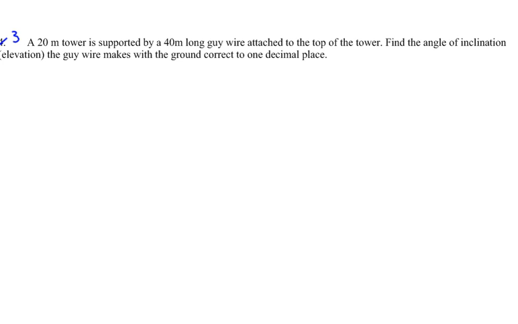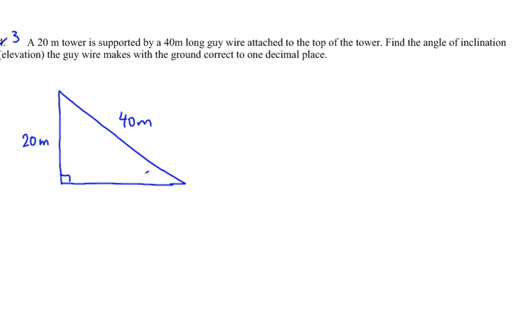Okay. So we have a tower supported by what? We're always going to be drawing a right triangle, or eventually we should get some right triangles. Where does the 20-meter go? The side, the vertical? Yeah. Where does the 40 meters go? The hypotenuse. That's where the wire is. And what are we looking for? Inclination. So that would be top or bottom? Bottom, right? From horizontal up is the angle of inclination.